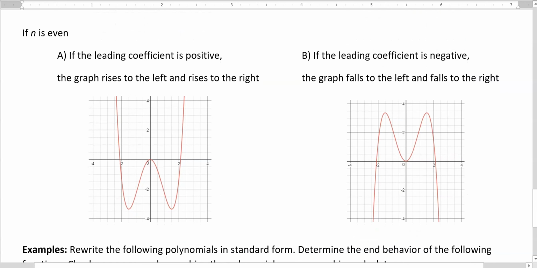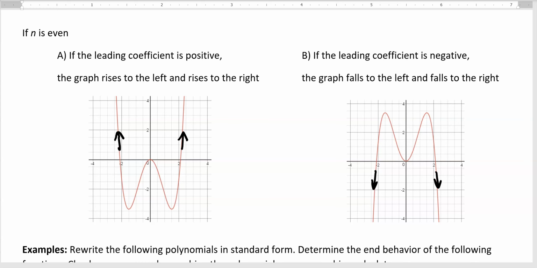If the leading coefficient is positive for an even degree, so 2, 4, 6, or 8, then the graph rises to the left and rises to the right. It's going up in both directions. Again, don't care about what happens in the middle. None of that's important to us. We just care about the end behavior right now. And then if the leading coefficient is negative, the graph falls to the left and falls to the right. It's going down in both directions.